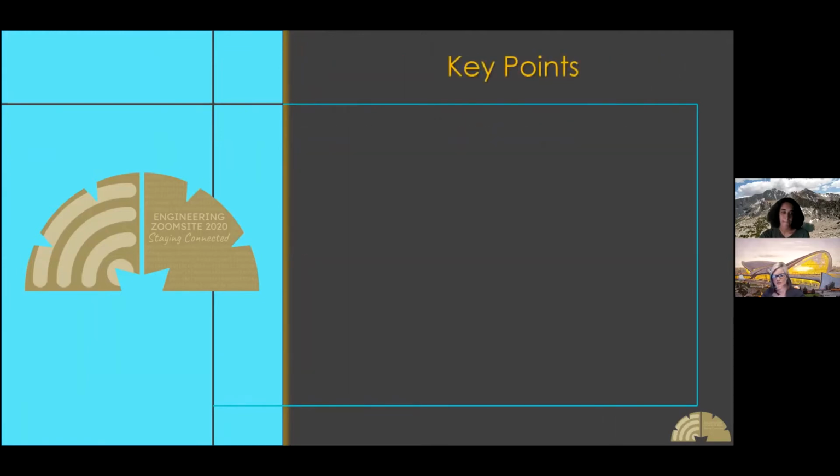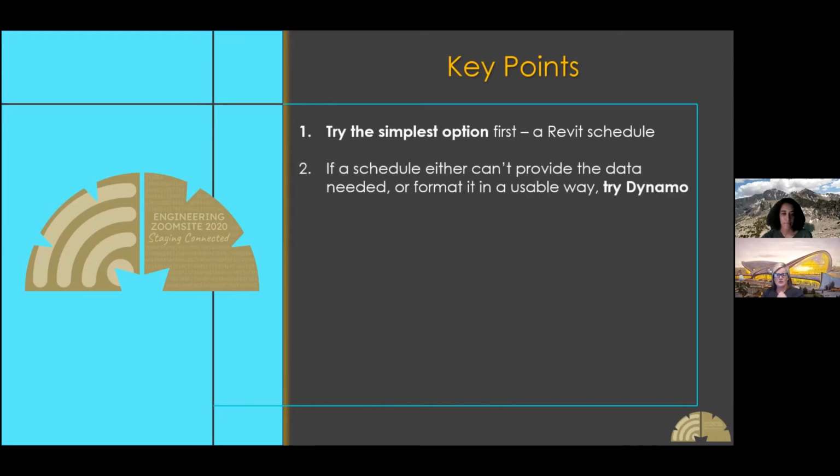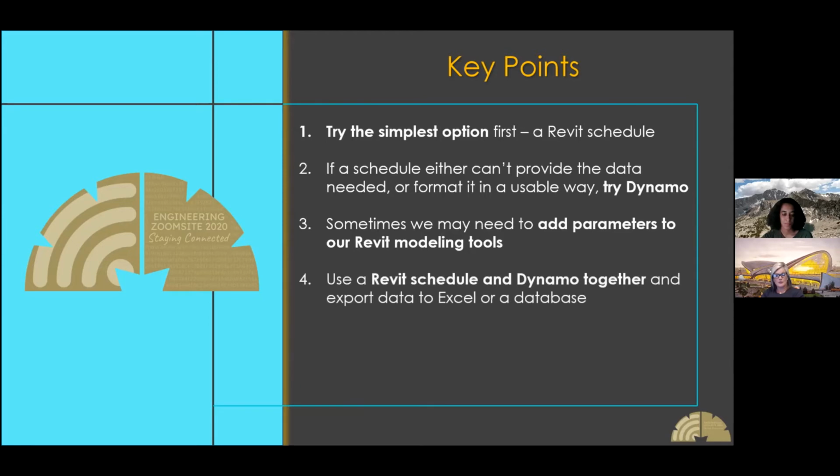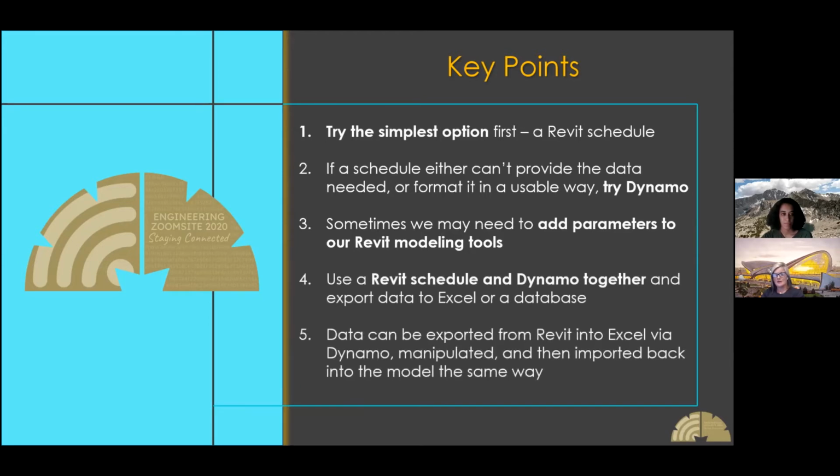So key points from that real quick introduction run through: try the simplest option first. This is what we were talking about back in February. Try a Revit schedule. If a schedule can't provide what you need, try Dynamo. Sometimes we need to add parameters with the tools. Maybe you need to use them together, and then do the import export. So these are just some basics before getting into heavy programming.